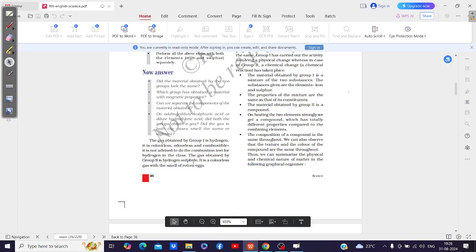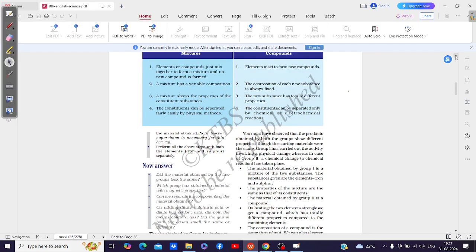Let me show. Here we can see that iron filings and sulfur powder are heated and left for some time to cool, and again we add dilute hydrochloric acid. There you can see that some reaction is going on, and a new compound gets formed. Yes, sir. The new substance we have gotten has completely different properties.